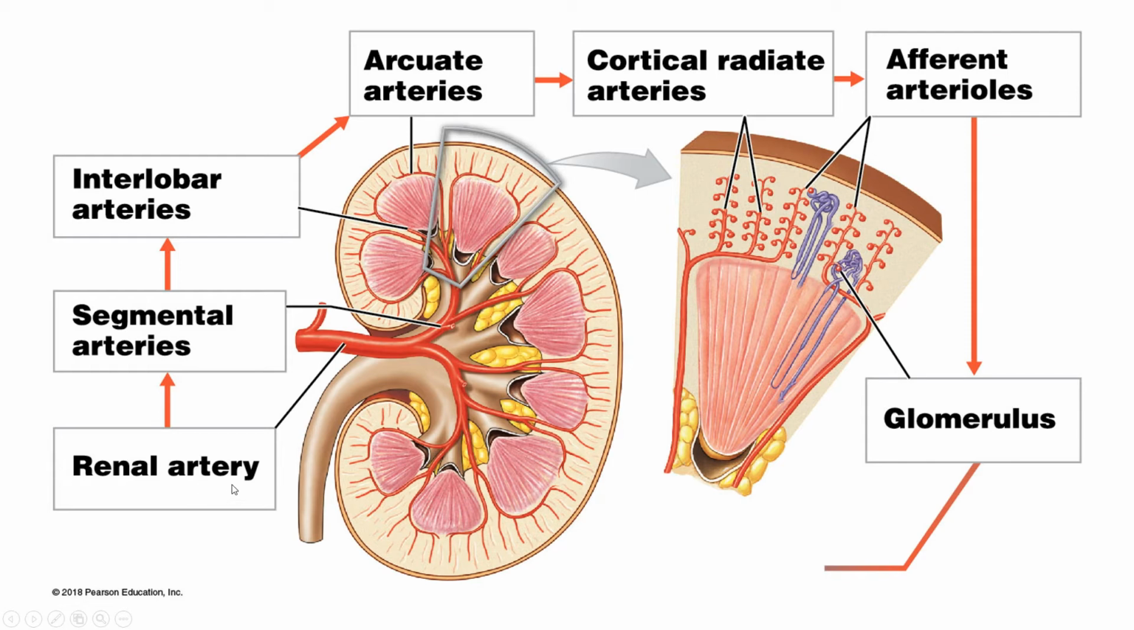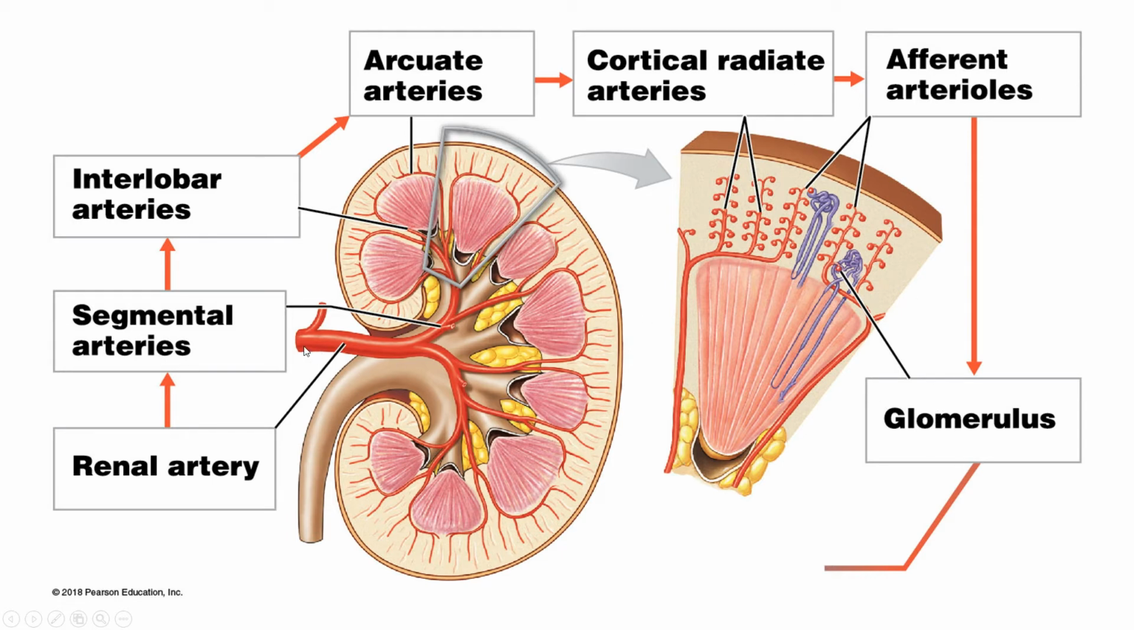So if you trace the pathway, it goes renal artery, segmental artery, interlobar arteries, arcuate arteries, and then cortical radiate arteries, which is also known as interlobular arteries. So then from the cortical radiate arteries, you're going to feed directly into the afferent arterioles, and then the afferent arterioles are going to feed directly into the glomerulus. So that's the pathway that you are tracing.